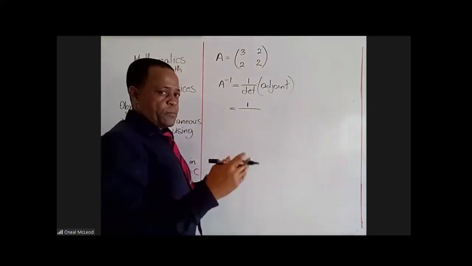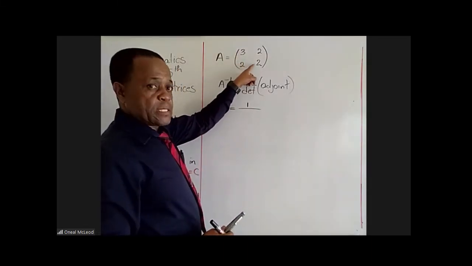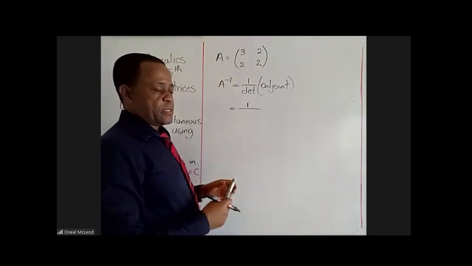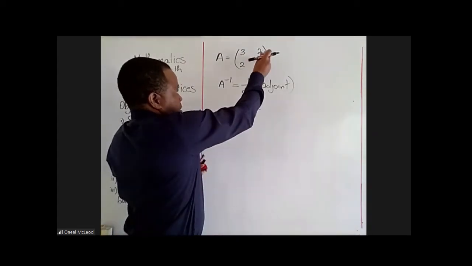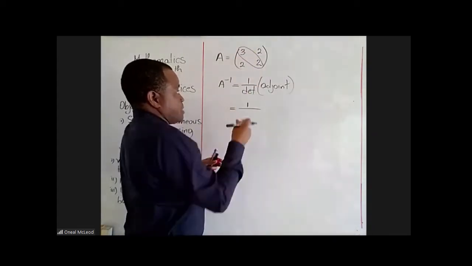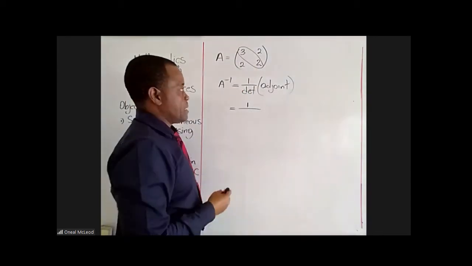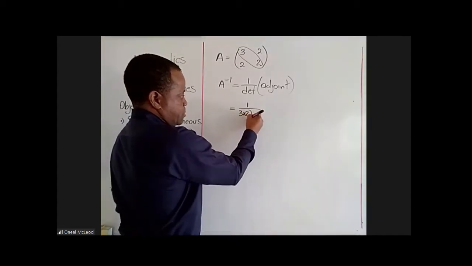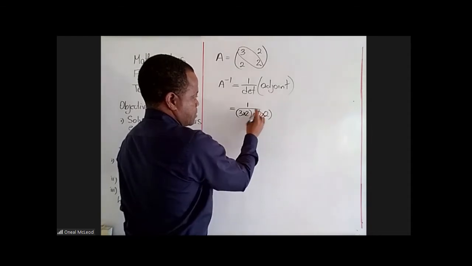Now, 1 over the determinant. Remember, to find the determinant, it is the product of the leading elements minus the product of the non-leading elements. So the leading elements, remember, they are the ones in your upper left and your lower right. So I'm going to have here 3 times 2 minus 2 times 2.